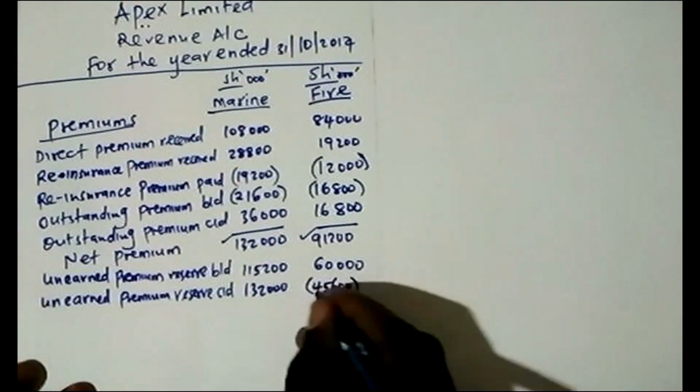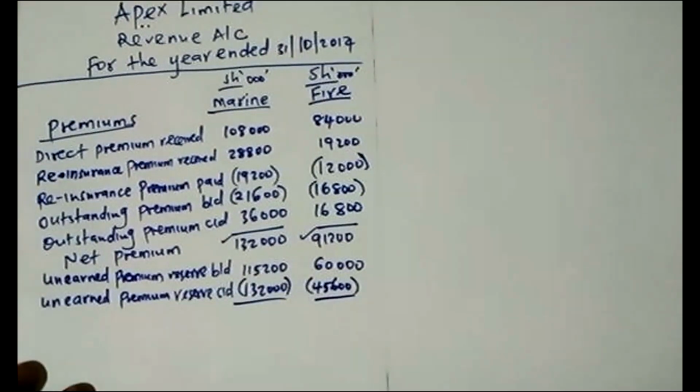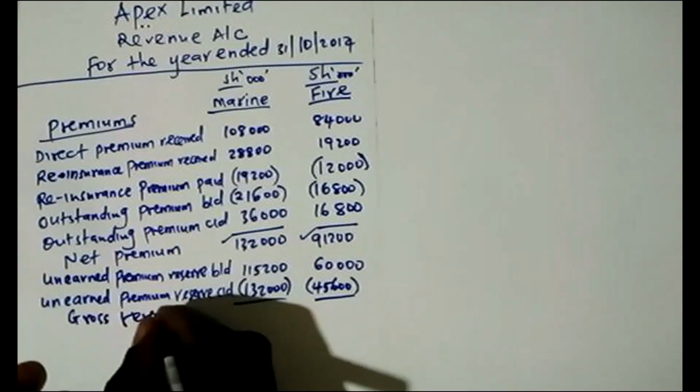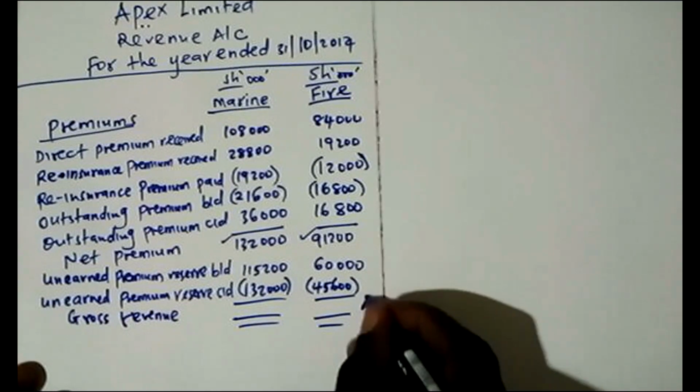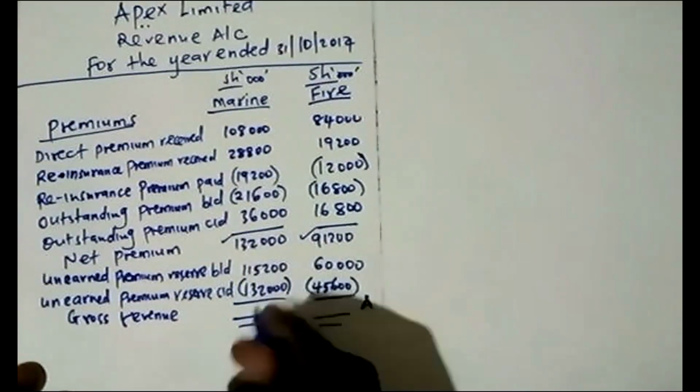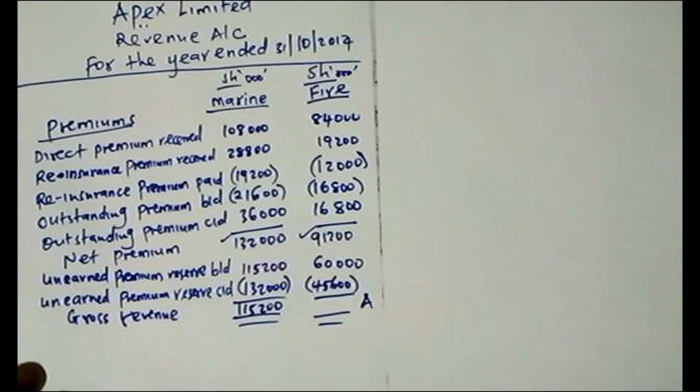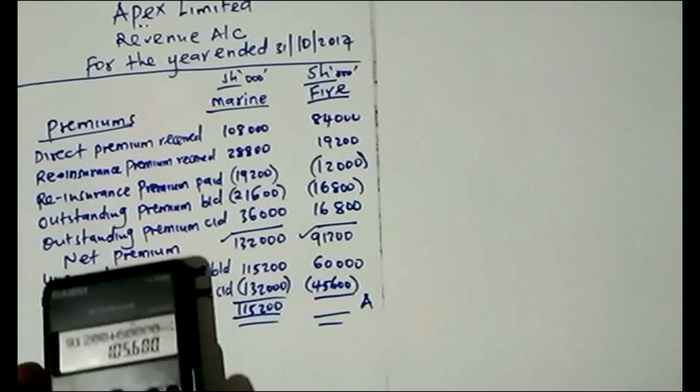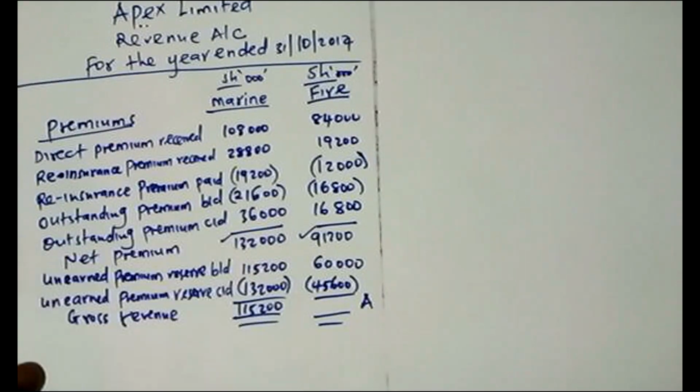So 45,600. The carried down you have to subtract, so that we can get our gross revenue, because obviously premiums form the major part of income for the insurance firm. If you take 132 plus this, minus this, it will be 115,200, because obviously this and this will cancel out. Then if you take 91,200 plus 60,000 minus 45,600, I'm getting 105,600. That is 105,600.